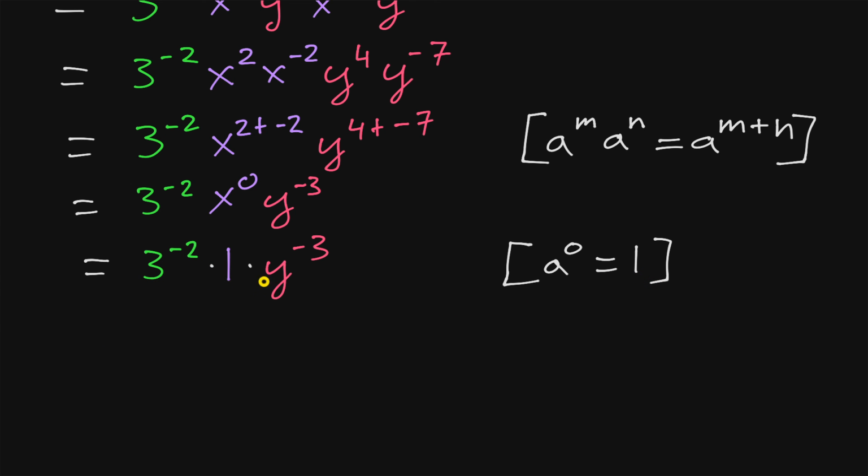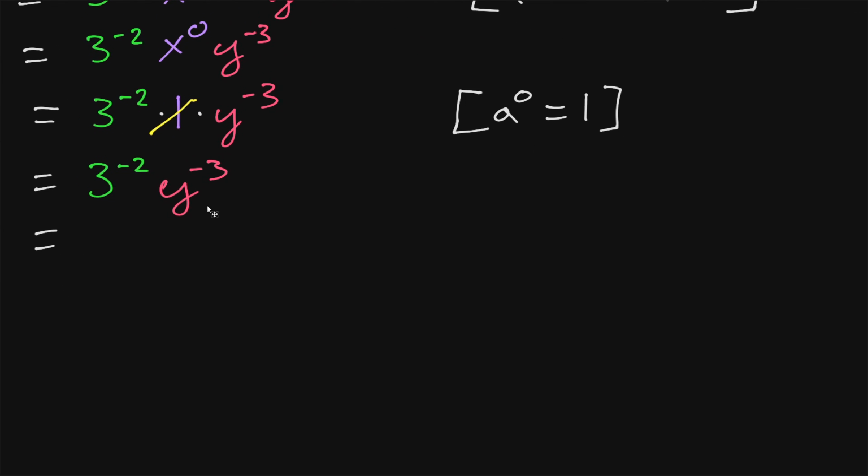Now, any number multiplied by 1 is just itself. So if we have 3 to the negative 2 times 1 times y to the negative 3, then we can just drop this 1. We can literally just get rid of it. So that basically means that what we're left with is 3 to the negative 2 times y to the negative 3. Now, how are we going to deal with these pesky negative exponents?